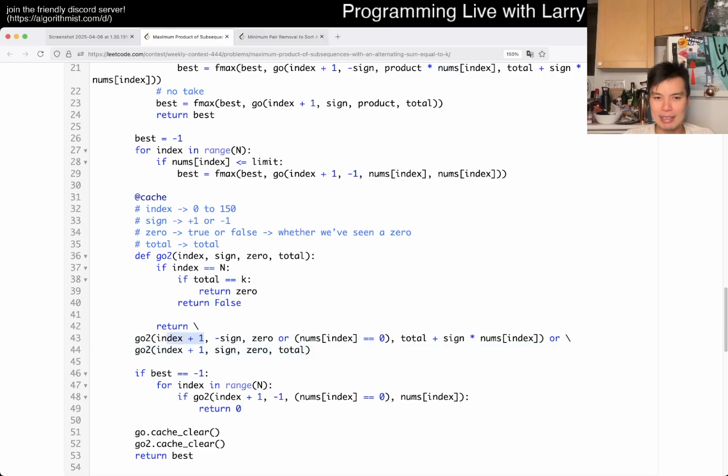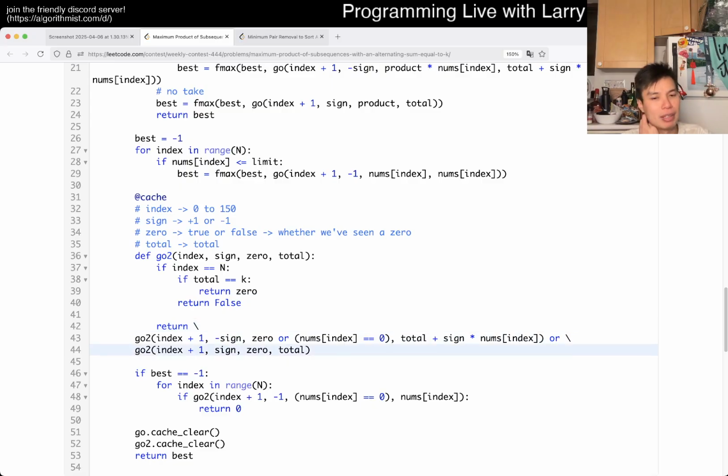We update index, update sign, update whether we have a 0, and then update the total, right? And maybe I didn't explain this part, but the update total is just the total plus the sign times the index, right? So it's negative 1 or plus 1, so it's plus or minus, and you alternate every time. So that's how I wrote it. And not, then this is no tick, right? So this is tick, no tick.